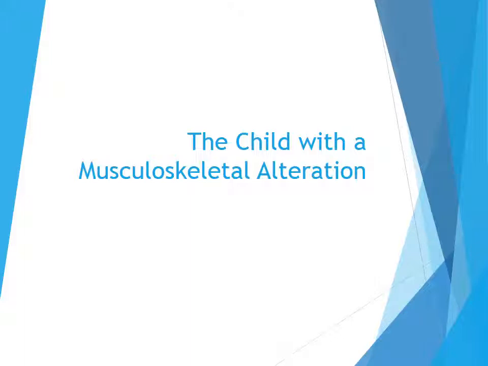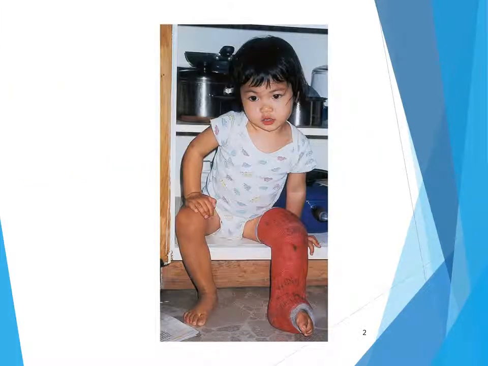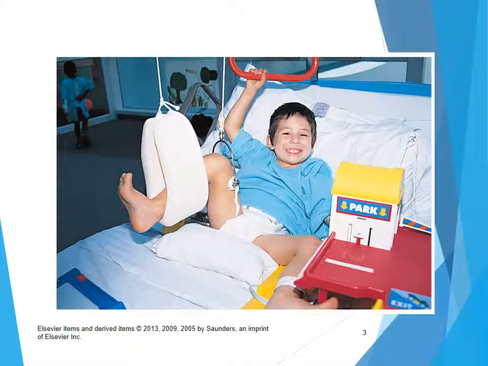Musculoskeletal development helps to stabilize joints and maintain contact between articular surfaces. Muscles are attached by tendons to bones. Muscle disease in children presents as muscle weakness, spasticity, myoclonus, and myalgia. This is a child here in a cast. This is a child in skeletal traction.